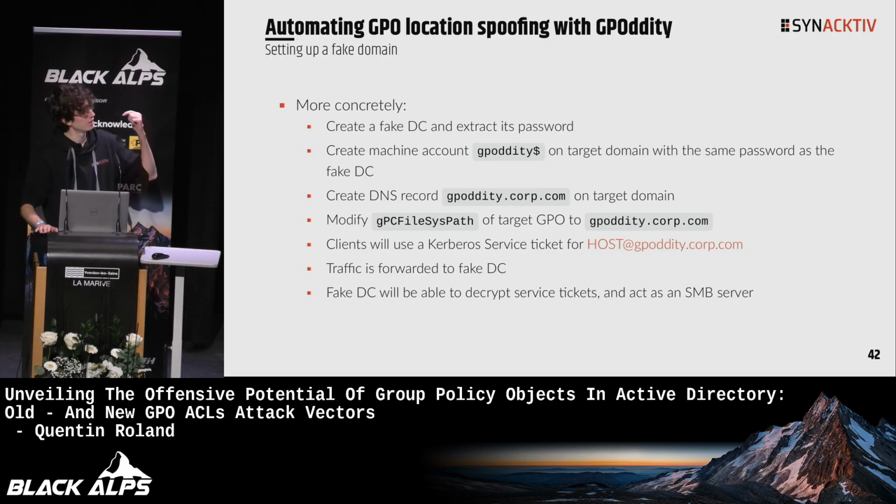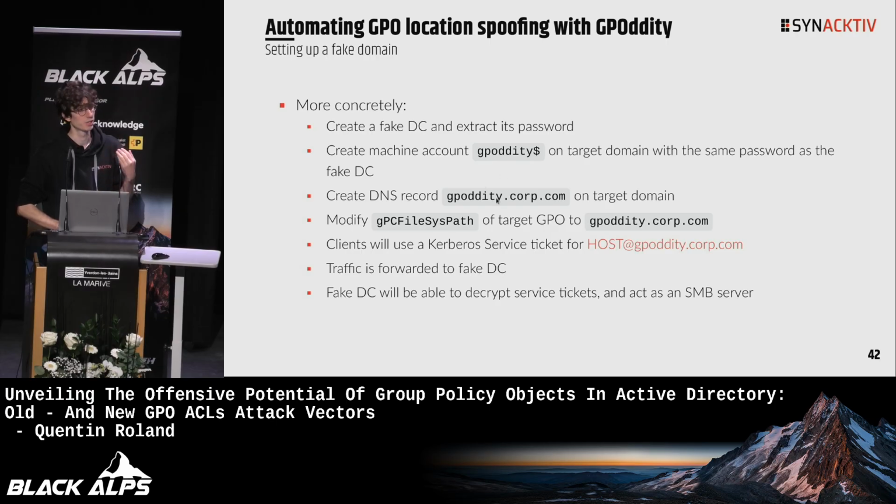What will happen then? When clients attempt to fetch the GPT, this time they will see an FQDN, a DNS name, so they will use the Kerberos protocol to authenticate to the SMB server. And more specifically, they will ask for a service ticket for the host SPN of gpodt.com. We will forward all this traffic to our fake DC, and the fake DC will be able to decrypt this service ticket because it has exactly the same password as the GPODT machine account for which we created the DNS record.